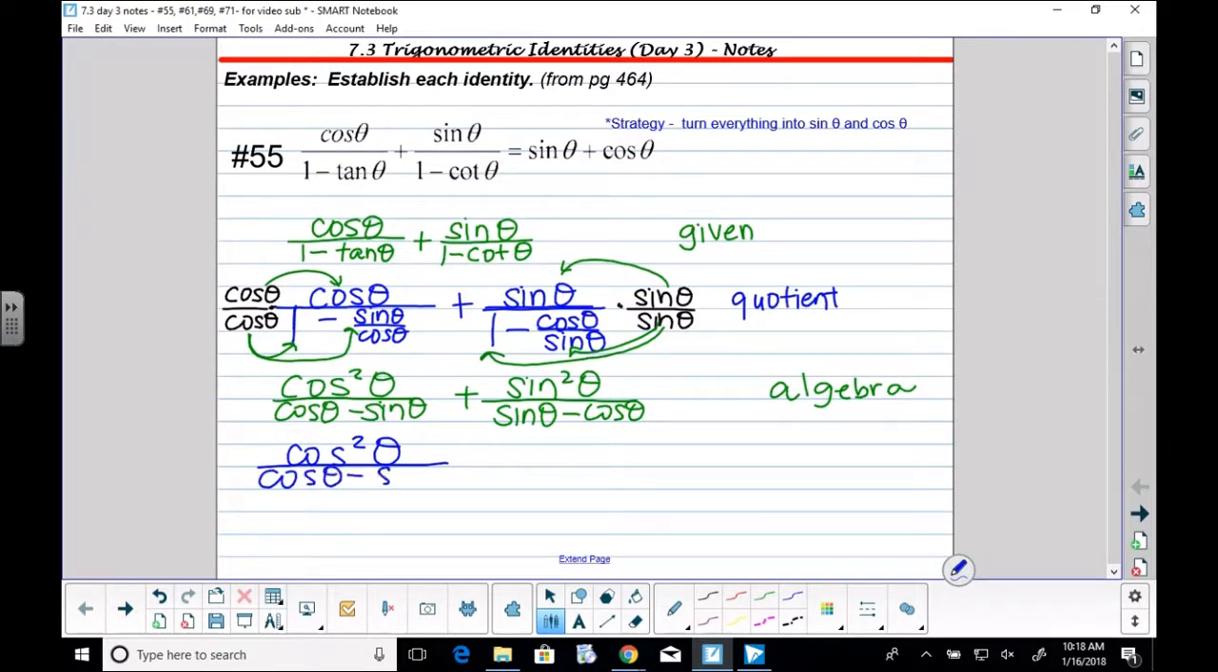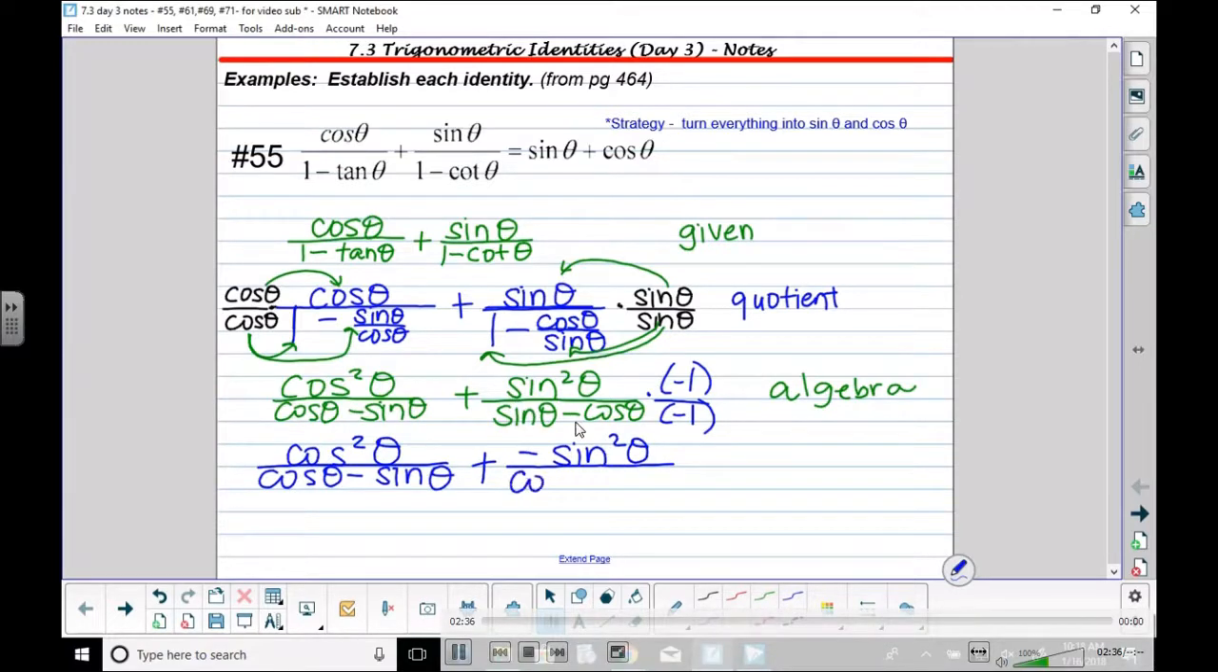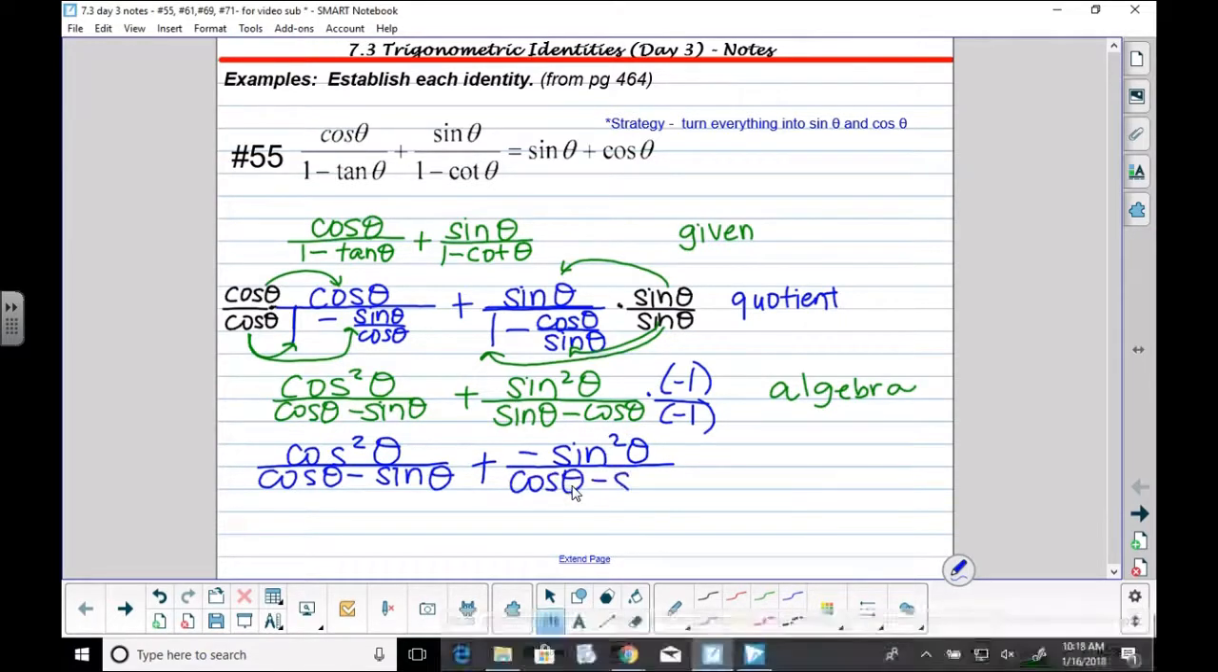But the second fraction, so that I get a common denominator, I'm going to multiply the top and bottom by -1. And so that's going to now become a negative sine squared of theta. And then the denominator, when you multiply by -1, the sine of theta is going to become negative. The negative cosine will become positive. So then you'll have cosine of theta minus sine of theta. That was all just algebra.